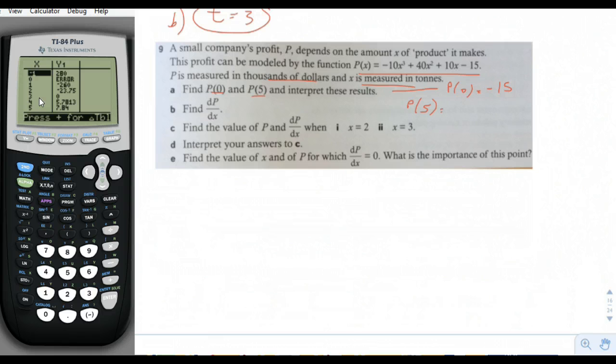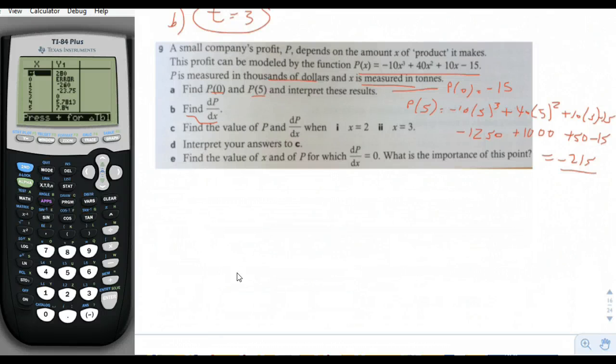P(5). So we would say negative 10 times 5 cubed, plus 40 times 5 squared, plus 10 times 5, minus 15. And I'll work this out for you real quick. Okay, so I just multiplied this out with the calculator. I got negative 215 for the answer for P of 5.